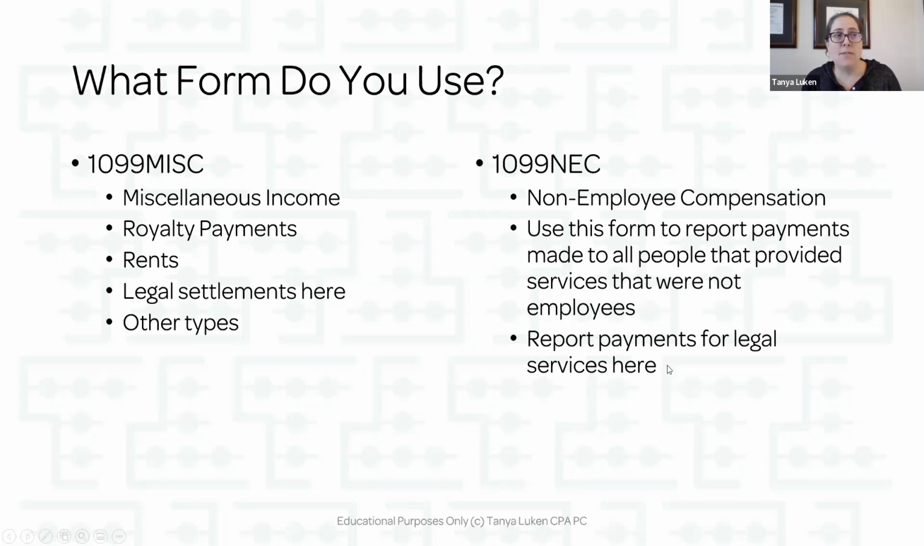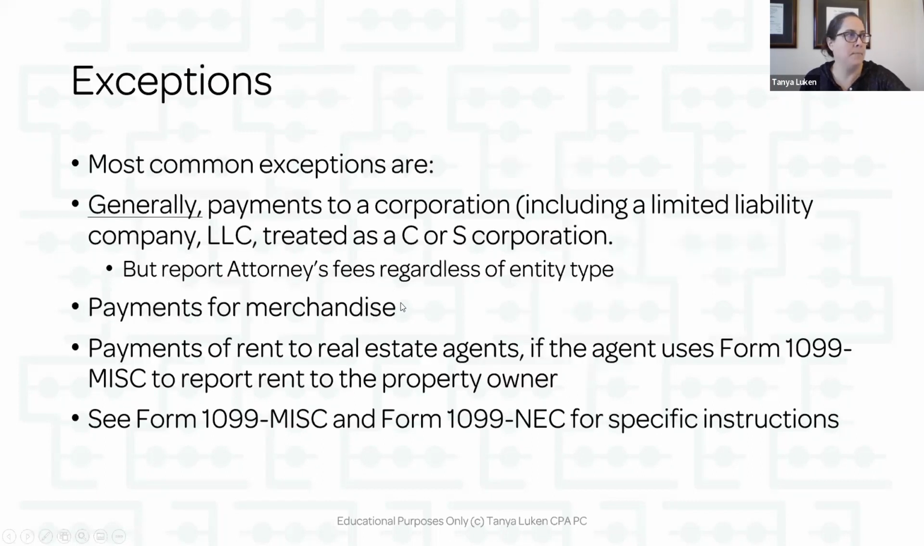You report your payments for legal services here. So if you pay a lawyer to help you become an LLC and review your lease agreement, it would go on a 1099 NEC. If you were sued and had to write a check to settle the lawsuit that, let's say you lost, it would go on a 1099 miscellaneous form, okay?